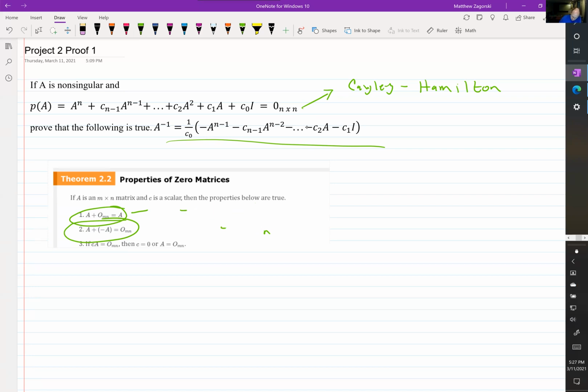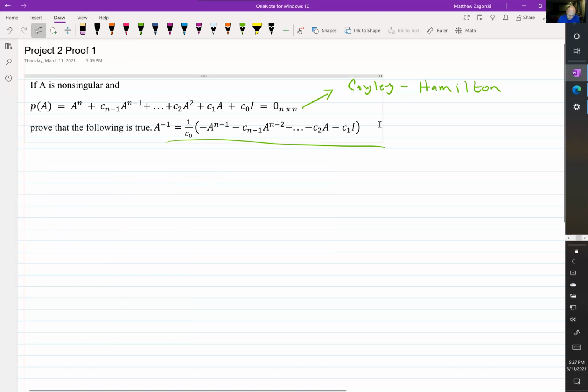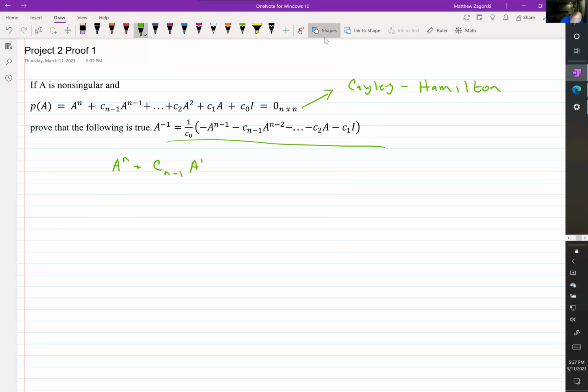Okay, so from there, we're going to take the Cayley-Hamilton equation. And so that's going to be A to the n plus C n minus 1 A to the n minus 1, forgot my constant, plus dot dot dot plus C2 A squared plus C1 A plus C naught times the identity equals the zero matrix. That's an n also.